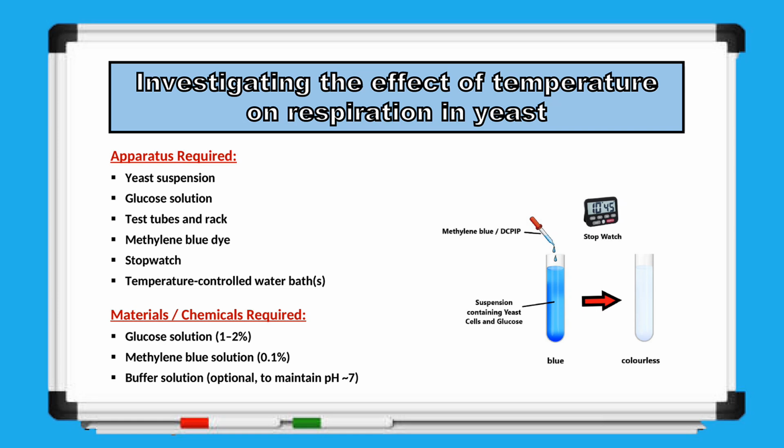Next, it's important to be familiar with the apparatus and materials needed to carry out this experiment. Apparatus required for investigating the effect of temperature on yeast respiration includes a yeast suspension, glucose solution, test tubes with a rack, methylene blue dye, a stopwatch, and a temperature-controlled water bath. Materials and chemicals needed are 1 to 2% glucose solution, 0.1% methylene blue solution, and optionally a buffer solution to maintain the pH around 7.